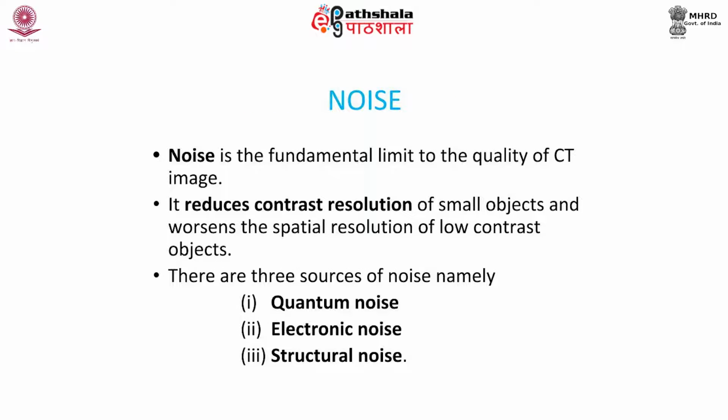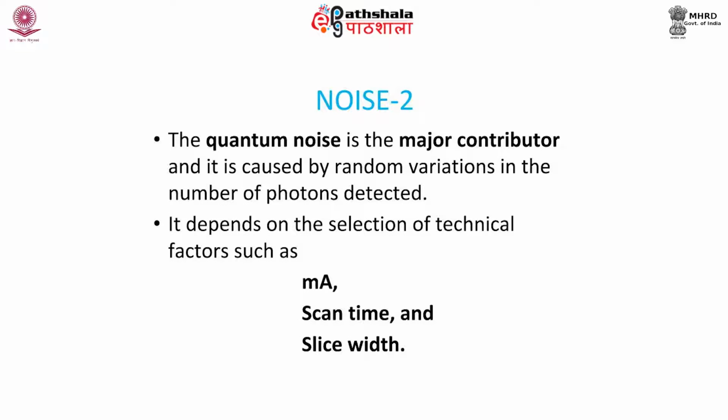Noise. Noise is the fundamental limit to the quality of the CT image. It reduces contrast resolution of small objects and worsens spatial resolution of low contrast objects. There are 3 sources of noise, namely quantum noise, electronic noise, and structural noise. Quantum noise is the major contributor and is caused by random variations in the number of photons detected. It depends on the selection of technical factors such as mA, scan time, and slice width.